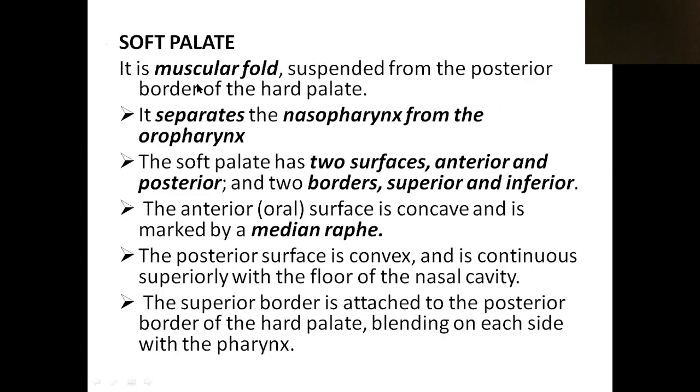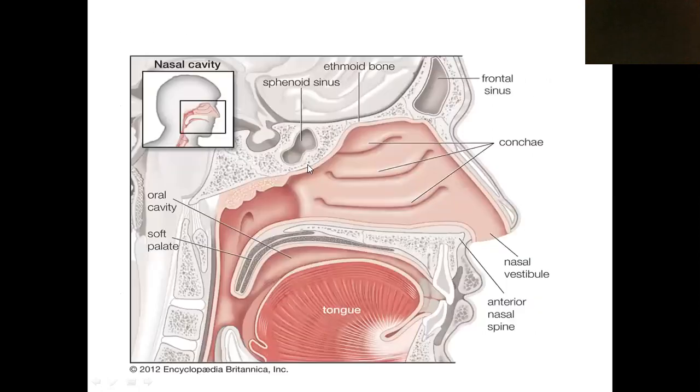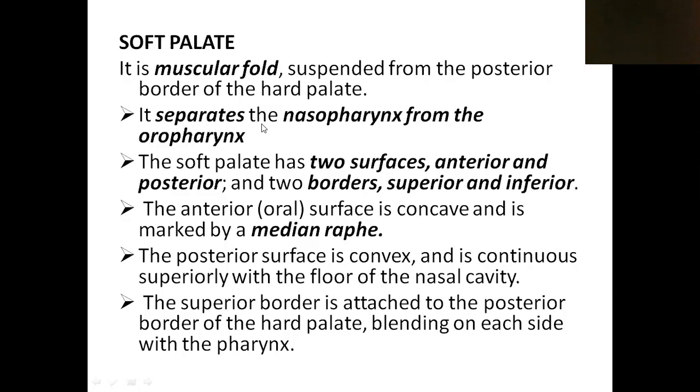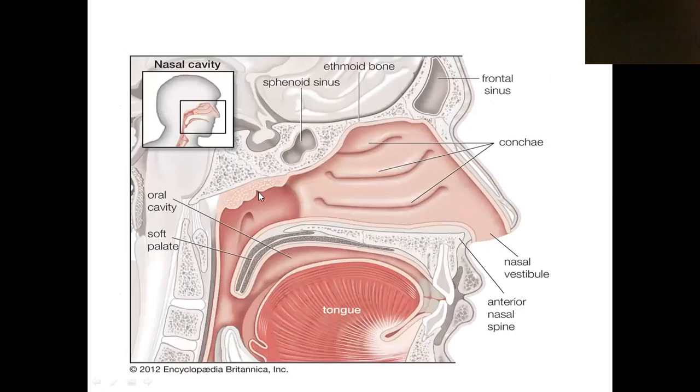Now we are going to see the features of the soft palate. The soft palate is a muscular fold suspended from the posterior border of the hard palate that we already saw. It is made up of muscles. See, this is the soft palate. It separates the nasopharynx from the oropharynx. See, this is the nasopharynx, and this one is the oropharynx. These two are separated by the soft palate.